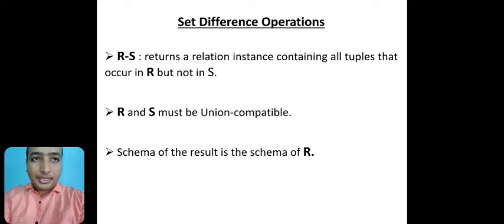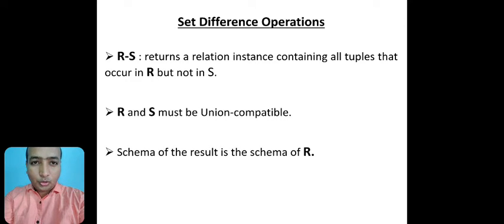For representing a set difference operation, you use a minus symbol, separated by two different sets. For example, if you consider R and S as two relations, or two tables, or two different sets, then you can represent a set difference operation as R minus S. You can see in the slide I have written R minus S. When you write R minus S, you are specifying a relational algebraic operation called set difference.